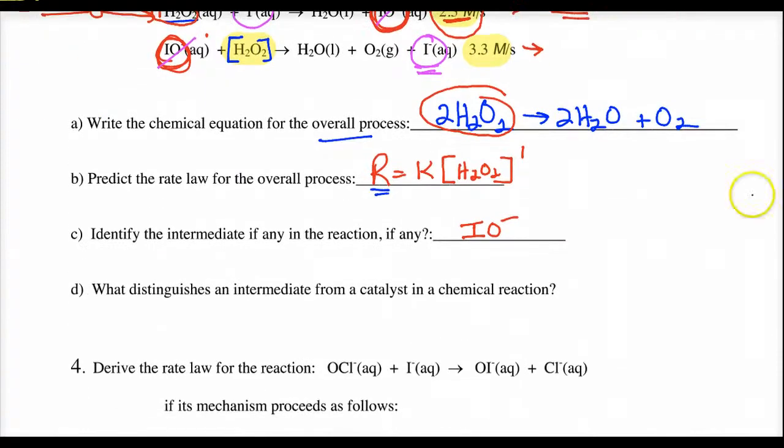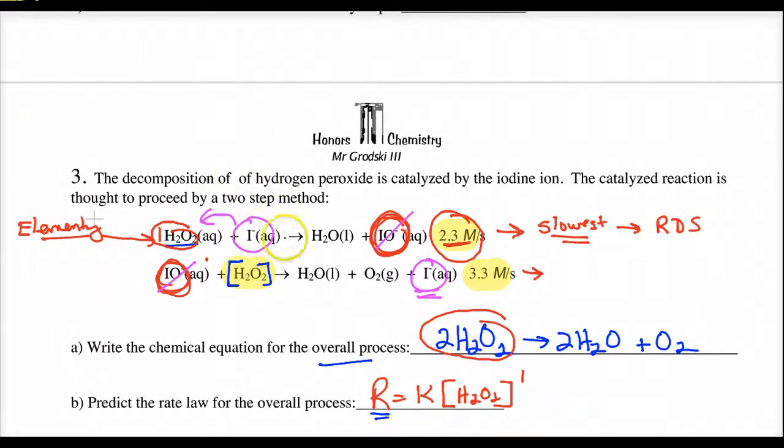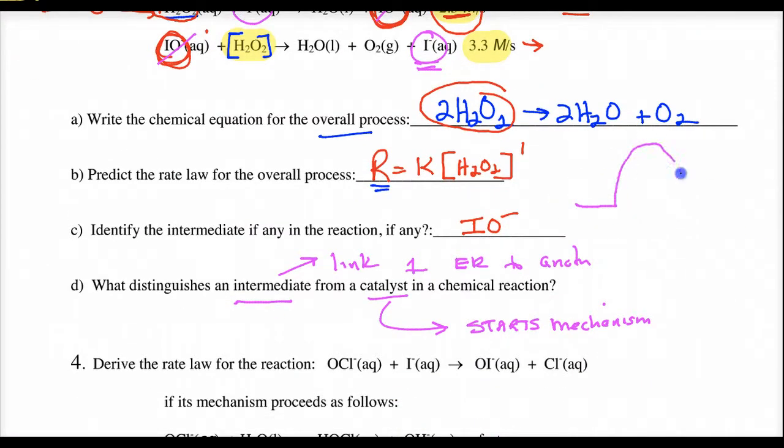So how do you distinguish between an intermediate? Intermediates link one step or one elementary reaction to another. What does a catalyst do? It starts the series of reactions, starts the mechanism. And you can see that it's in the reactant side and then it gets reproduced. One more point I want to make, this was an exothermic process that barely went. When I put the hydrogen peroxide out, it was decomposing. But it needed 2 of these to collide, and the activation energy was too high.